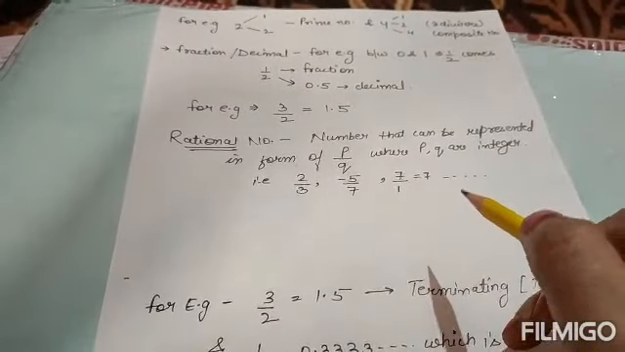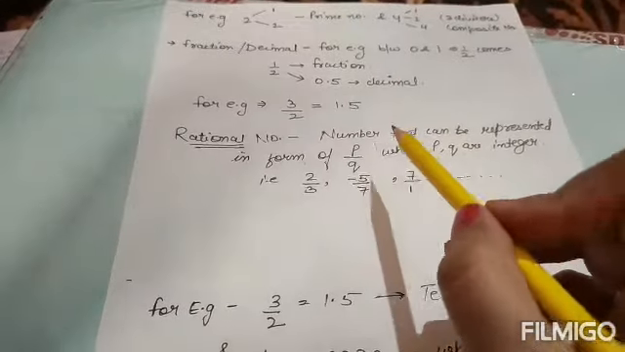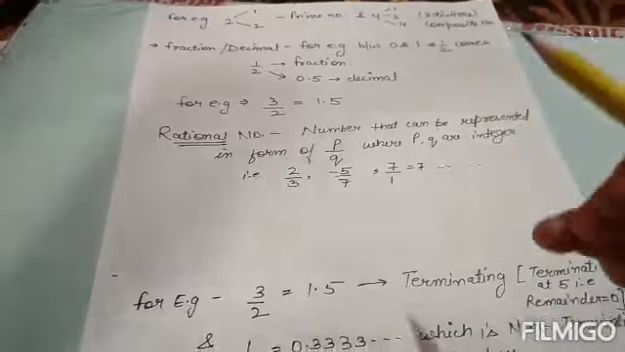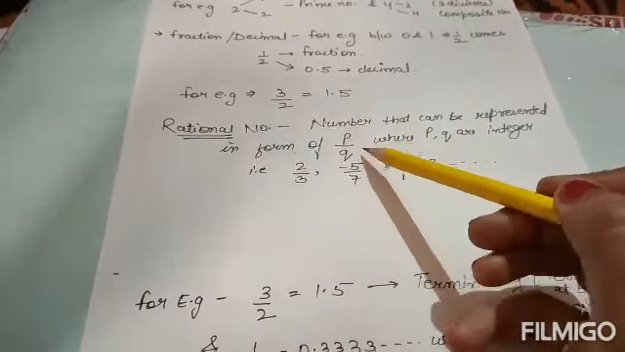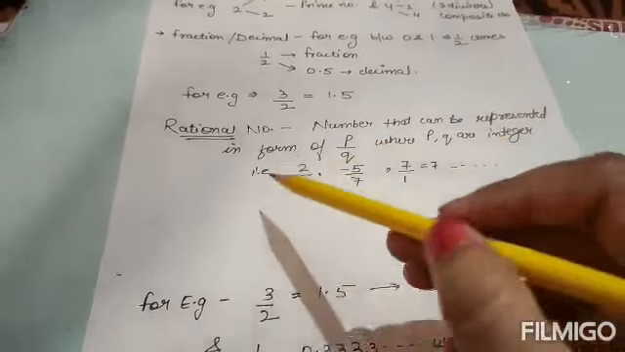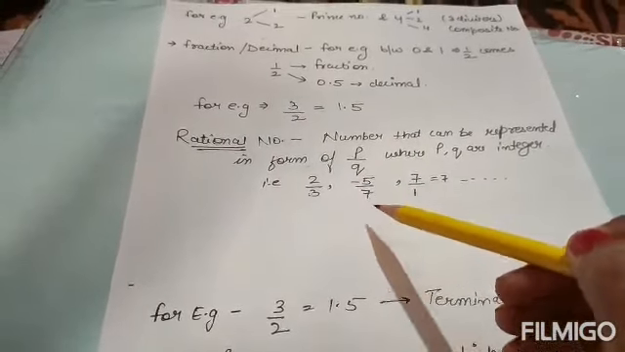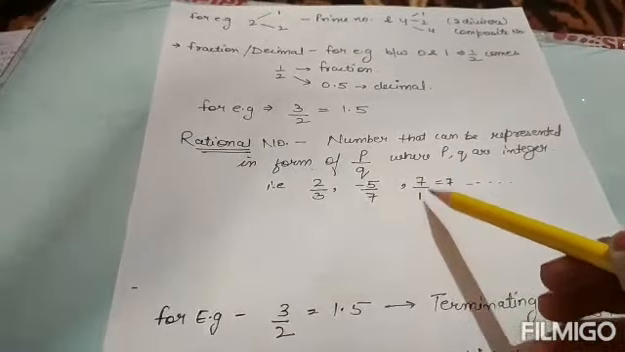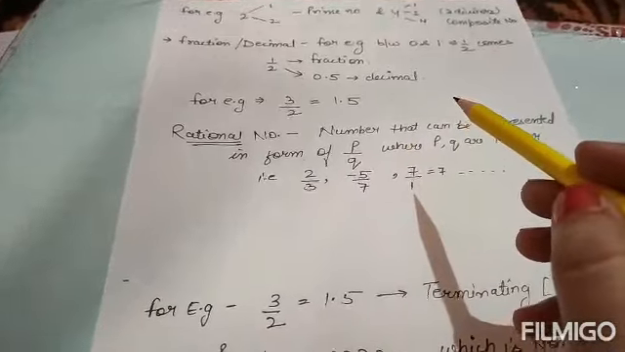So now we will talk about rational numbers. What are rational numbers? Numbers that can be represented in the form of an integer divided by an integer. That is, we are taking P and Q here, where P and Q are integers. For example, 2 by 3, 5 by 7, 7 by 1, where 7, 1, 5, 2 and 3 are all integers.